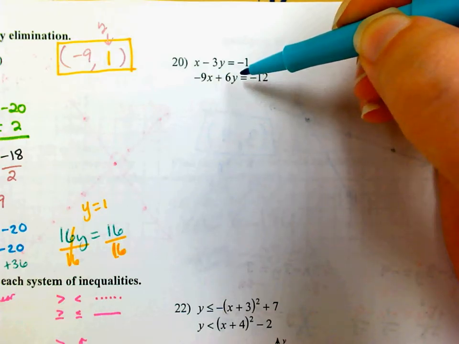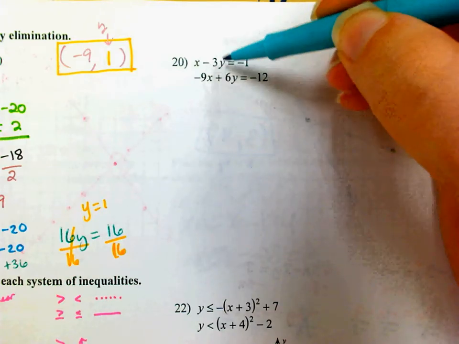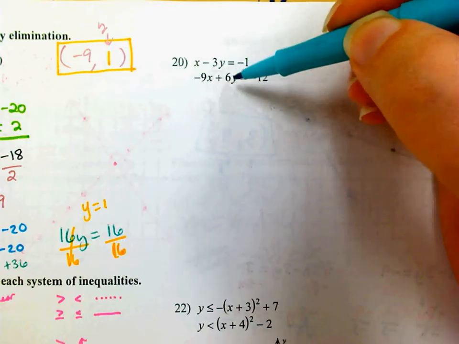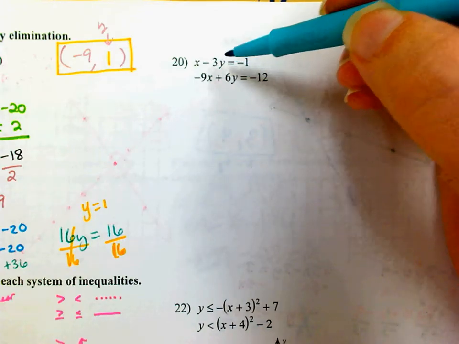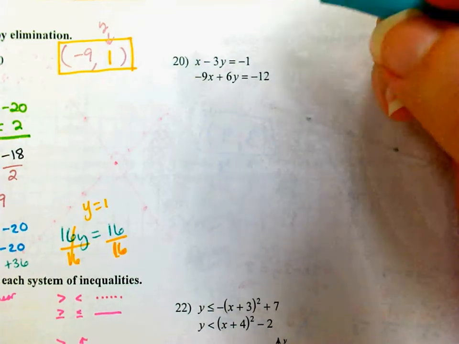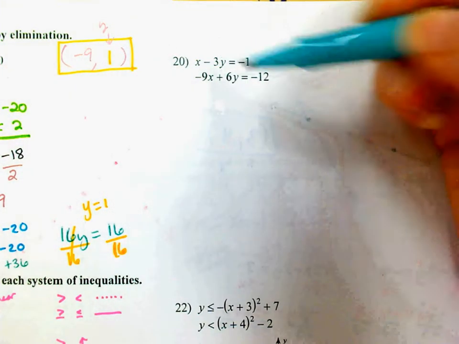No, but what if this was a negative 6? Would it cancel each other out? So what if I multiplied this equation by 2? If I multiplied all this by 2, you actually have two different choices. Multiply it by 9 or multiply it by 2. Do I care? I don't.